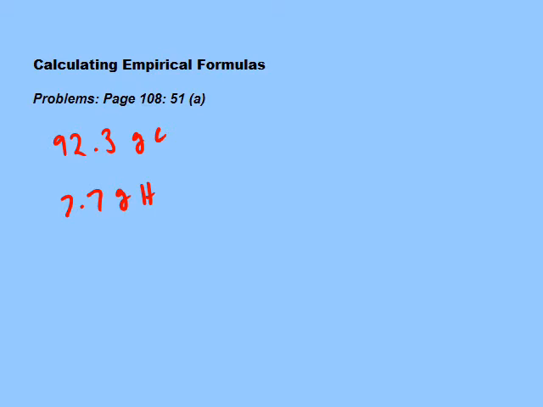Let's first try to get mole, because that's how you can get formula. Formula deals with number, not gram. So 12 gram of carbon makes a mole of carbon, and that gives 7.69. That's mole of carbon.